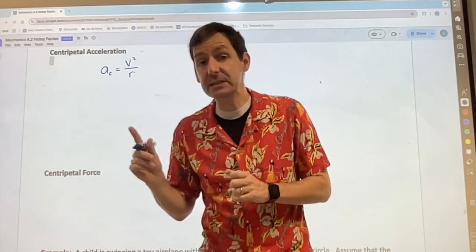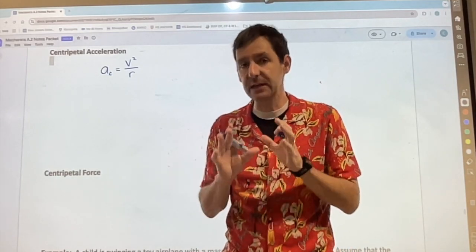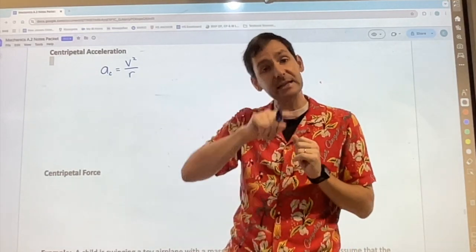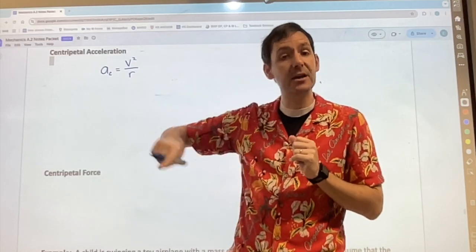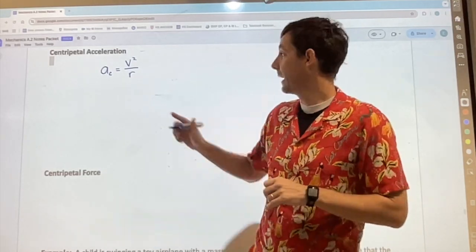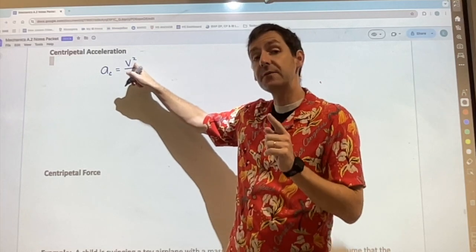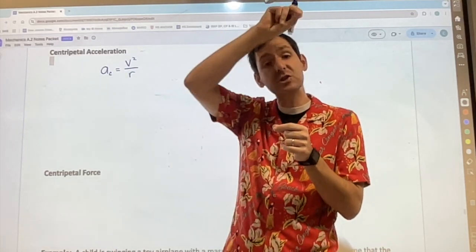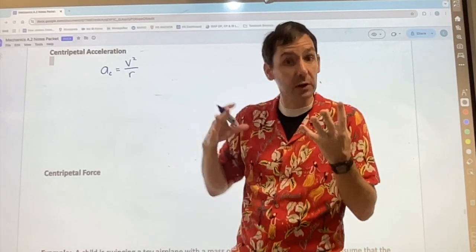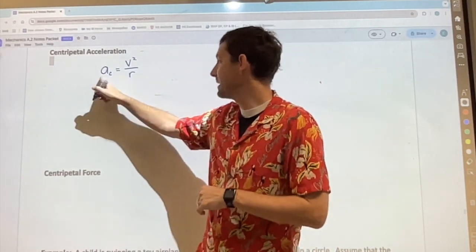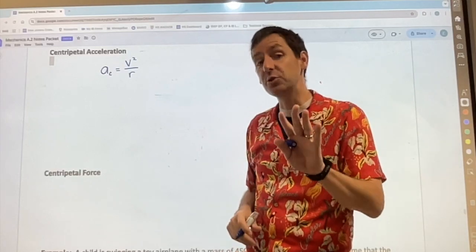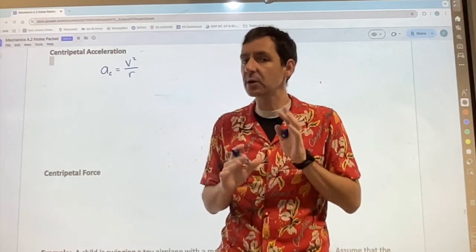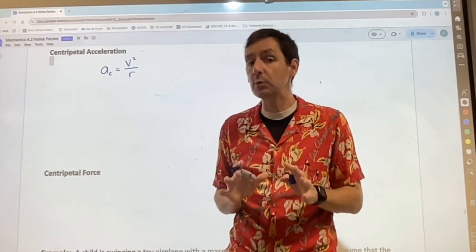Now the v here is not velocity. It's just the speed, because it is going at a constant speed around that circle. So we are using the v for speed, v squared, over r, which is the radius of the circle, or the radius of the circle if you were to complete a whole circle. And then a is the magnitude of the acceleration. So we're just working with scalar numbers here. We're not working with vectors.